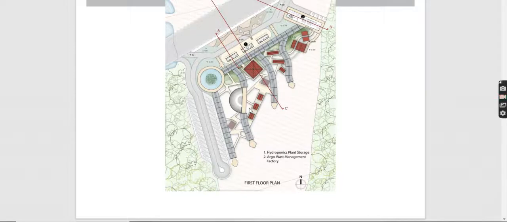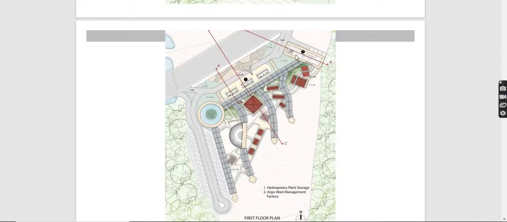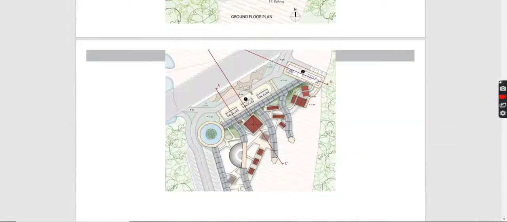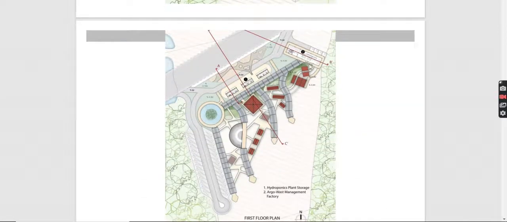This is my second floor plan. This is the agro waste management, this side is the exhibition office, and this side is the agro waste management factory office. And here, if you go up, it's an exhibition throughout, walking through the exhibition of agro waste management, showing how and what production happens. It's about vertical farming.